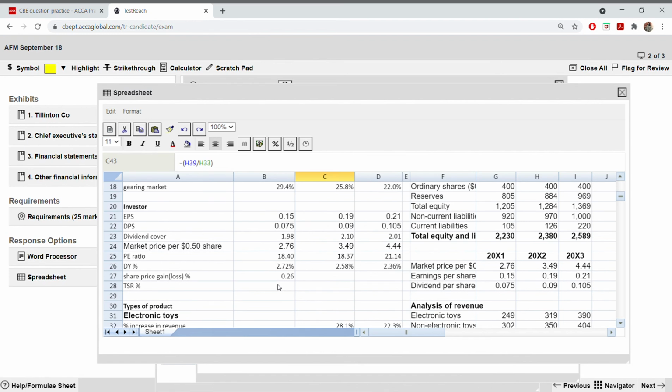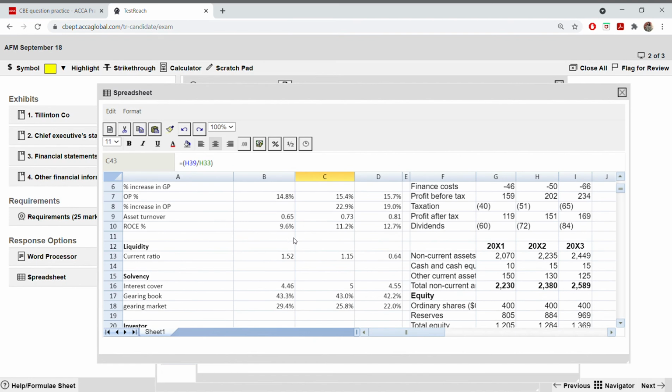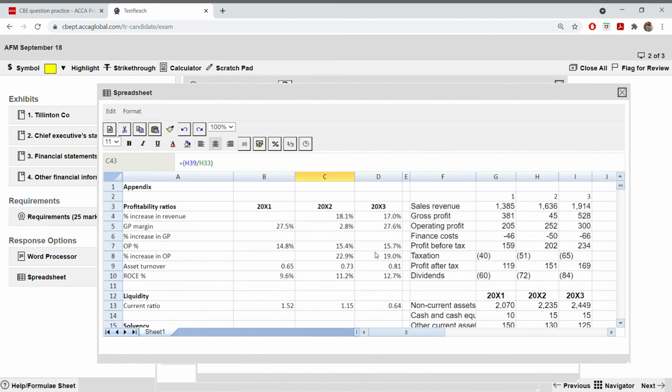We have to work on the share price gain, and we have to work on this. Even somewhere this went wrong. The percentage increase in gross profit, we were not able to do it. So now we have finished all the ratios. Now we can come back and do the ratios which are remaining. The percentage increase in gross profit.